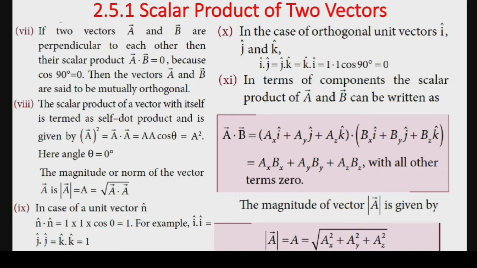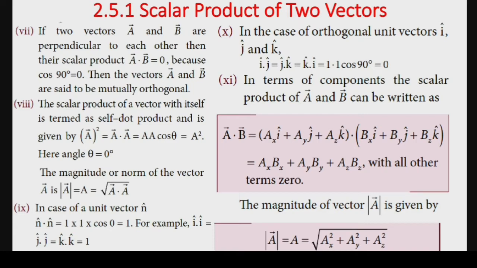Then 8th point, the scalar product of a vector with itself is termed as a self dot product and is given by A vector squared is equal to A vector dot A vector, that is equal to AA cos theta.